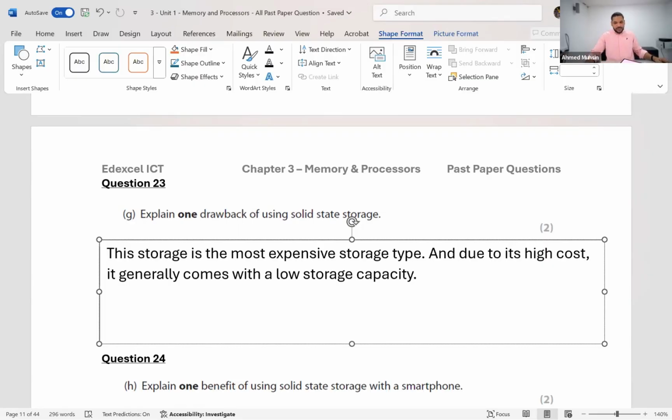Are we okay with this? But it's less prone to damages because it has a single board. It has a high read-write speed. Okay, these are the advantages of it. Okay, everybody.